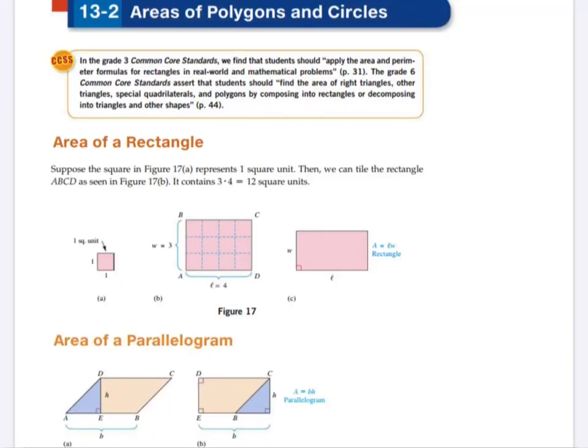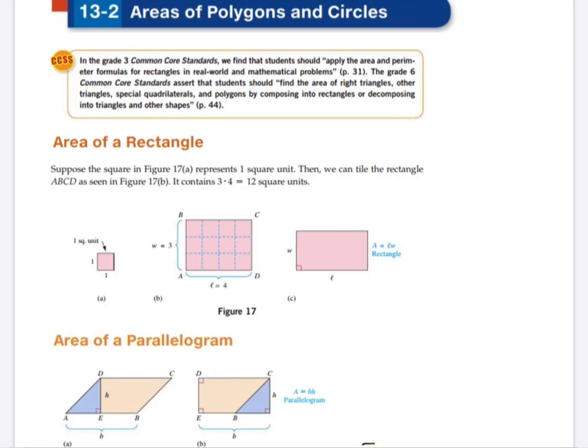So last time we talked about length. 13.1 was how long things are. Now we're going to talk about area, space in the middle. Like if you go to order a new tile or carpeting for a room, we're talking about area, not length.